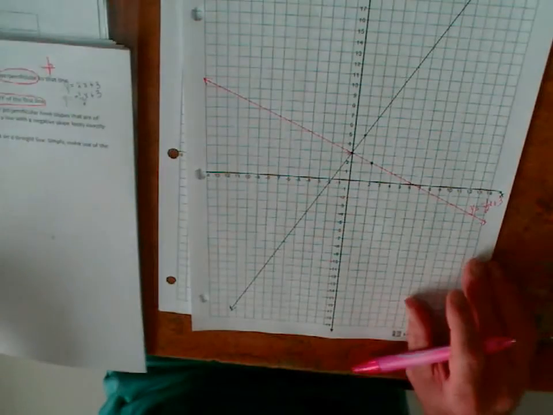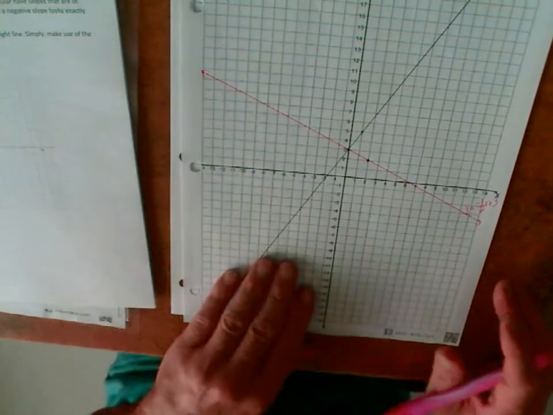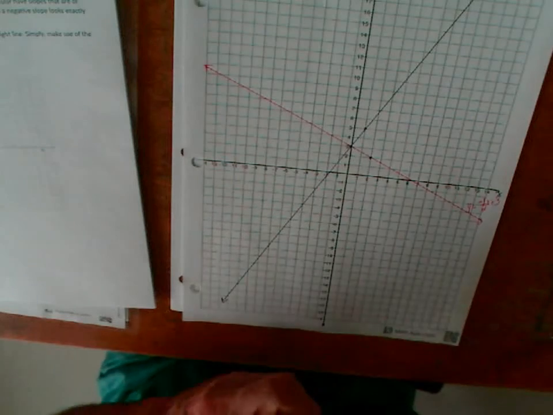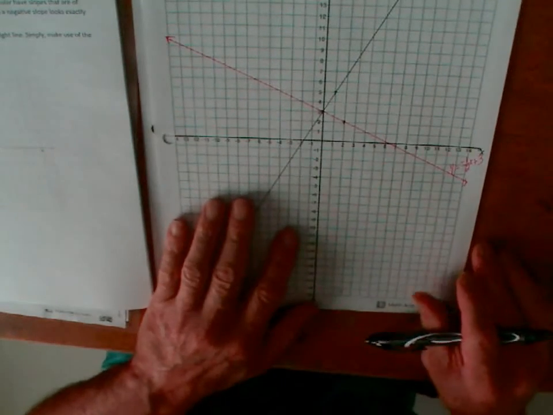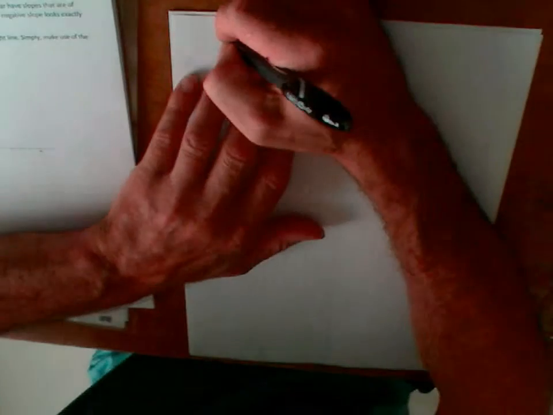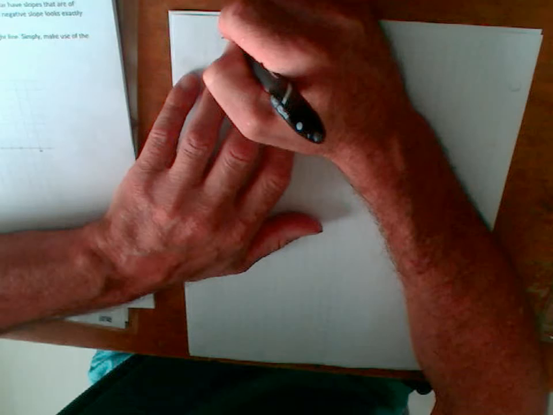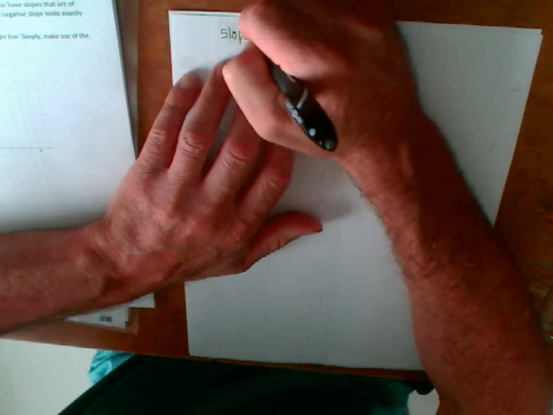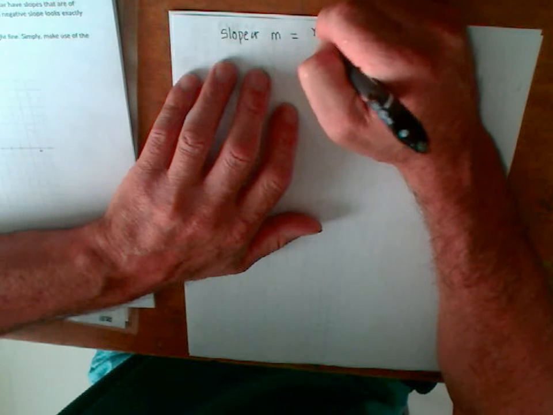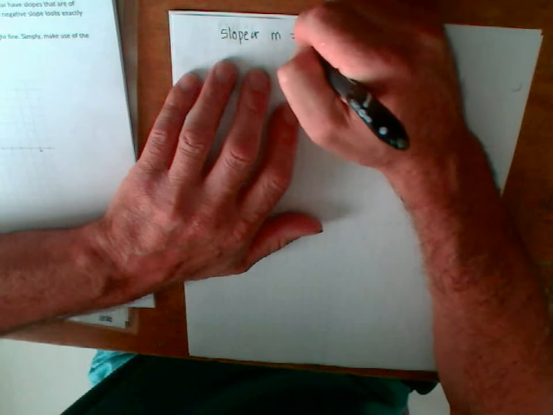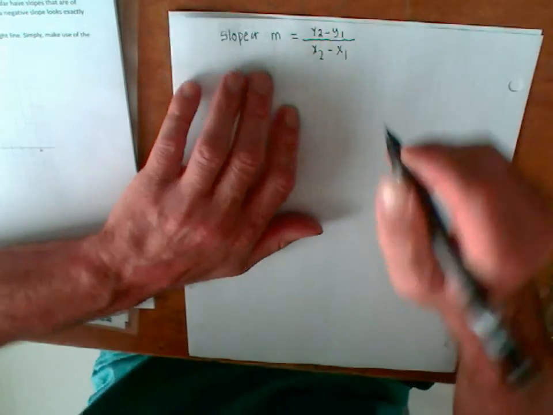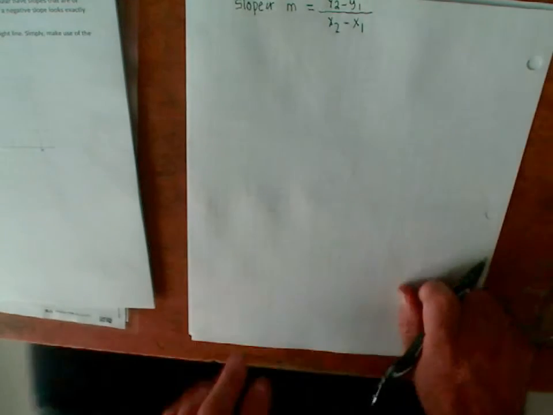And then I've got a bunch of questions that we're going to do, but there's one other thing I want to point out. If you ever have to calculate the slope on paper, because it wasn't given to you in a question and they're just going to give you coordinates, it would look like this. Slope, or m, equals y2 minus y1 over x2 minus x1. So hang on, I can show you all that.